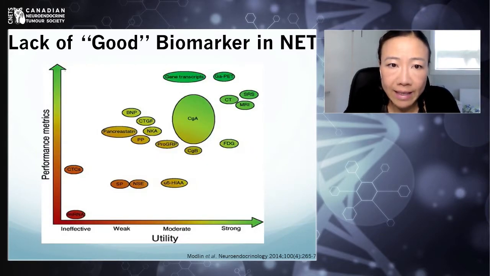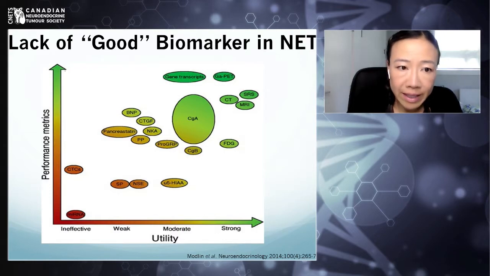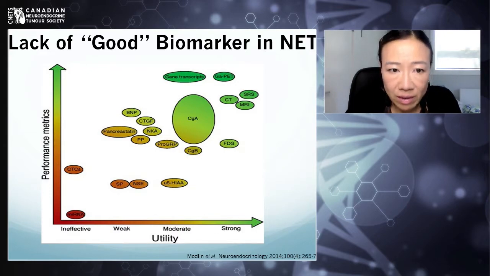Another way to look at the neuroendocrine biomarkers is based on their utility and performance metrics. The green suggests a good biomarker, the red suggests a not good biomarker. As you can see here, only chromogranin A is a good biomarker, but still not as good as a lot of imaging scans such as CT, MRI, octreotide scan, or gallium-68.